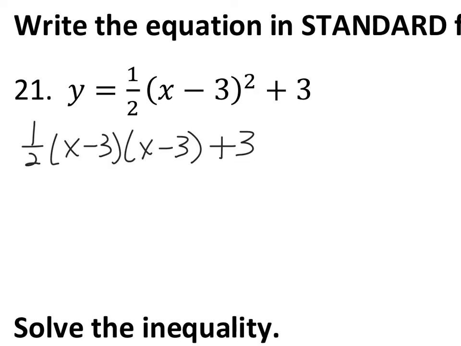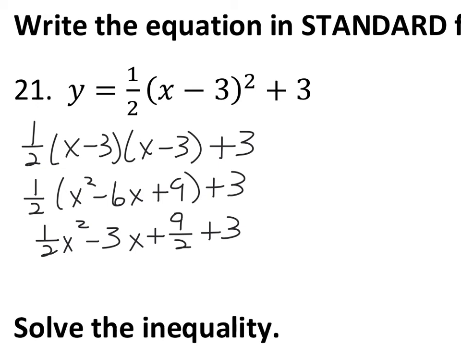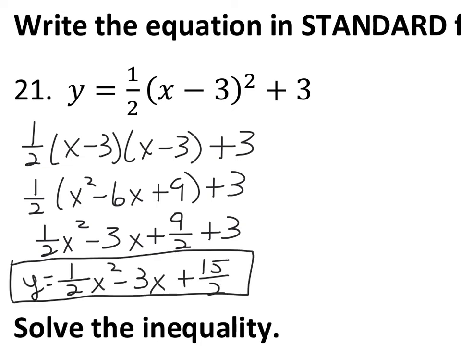Okay, the next problem, we're writing the equation in standard form. All right, the key here is to go ahead and expand your binomial to x minus 3 times x minus 3. Go ahead and FOIL that first. The next step is to distribute the 1/2. So distribute the 1/2 before you add the 3. So when I distribute the 1/2, I get 1/2 x squared minus 3x plus 9 over 2 plus 3. And then I just combine my like terms here on the end, the 9 over 2 plus 3. And I get y equals 1/2 x squared minus 3x plus 15 over 2.